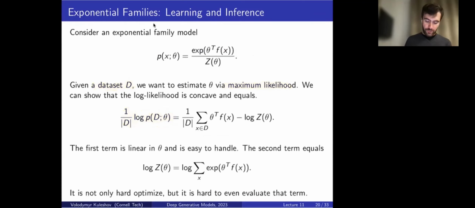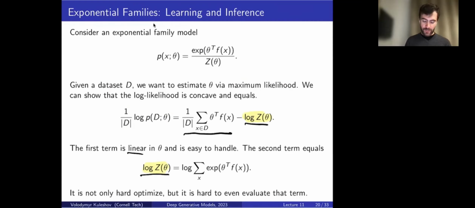So this expression has two terms. It has this term, which is easy and linear. The first term is easy to handle. What's difficult about this likelihood is the second term here, right? This is my log of Z. So this is the really challenging and important term.